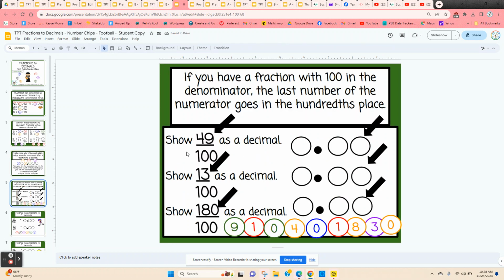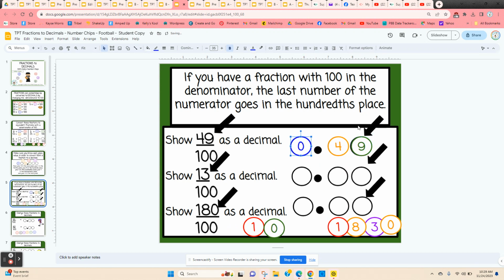Now the next slide gives the very first lesson in converting a fraction to a decimal. These 3 fractions already have 100 in the denominator. If they do that, then the number in the numerator on the far right, in the ones place, will go here in their decimal. It will go in the hundredths place. So 49 hundredths would look like this. That 9 has to go in the hundredths place. And that makes this number in the front a 0.